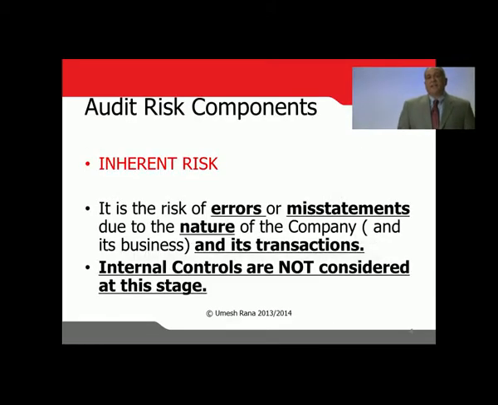Audit risk has three individual components which have to be addressed by the auditor. The first one here is inherent risk. Inherent risk is the risk of errors or misstatements that are likely to occur in the financial statements, and they could occur because of the nature of the business of the entity or of its transactions. The auditor does not consider the internal controls at this stage at all.